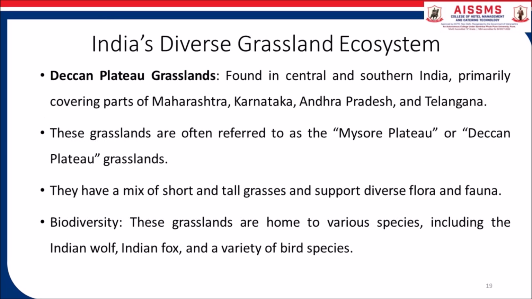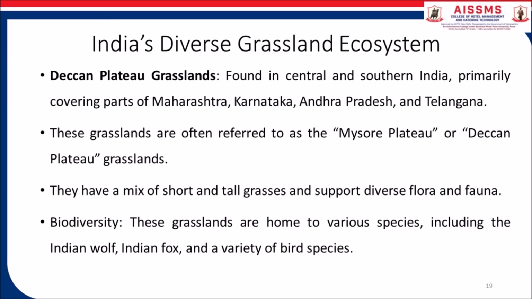Now let us understand India's diverse grassland ecosystems. First, we will understand the Deccan Plateau grassland. Deccan Plateau grasslands are found in central and southern India, primarily covering parts of Maharashtra, Karnataka, Andhra Pradesh and Telangana. These grasslands are often referred to as the Mysore Plateau or Deccan Plateau grassland as well.